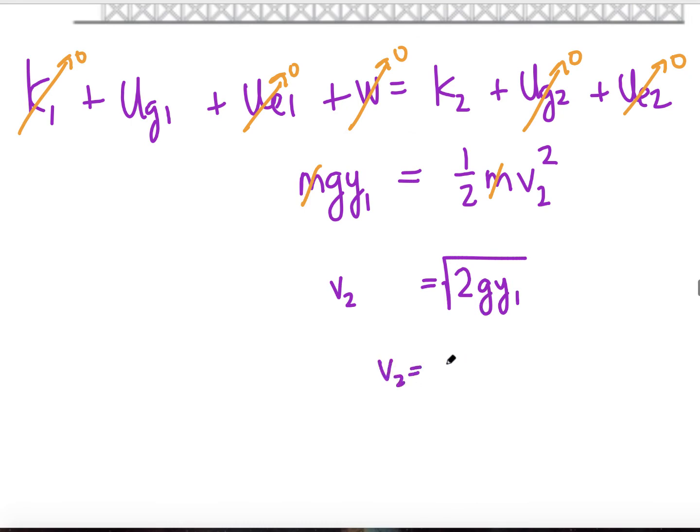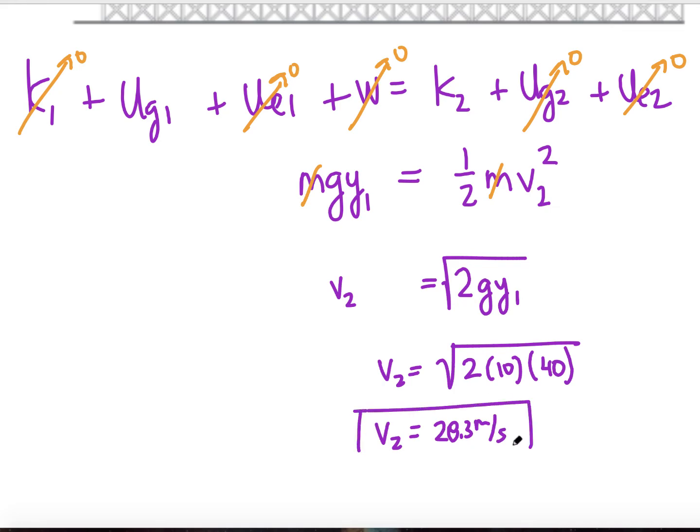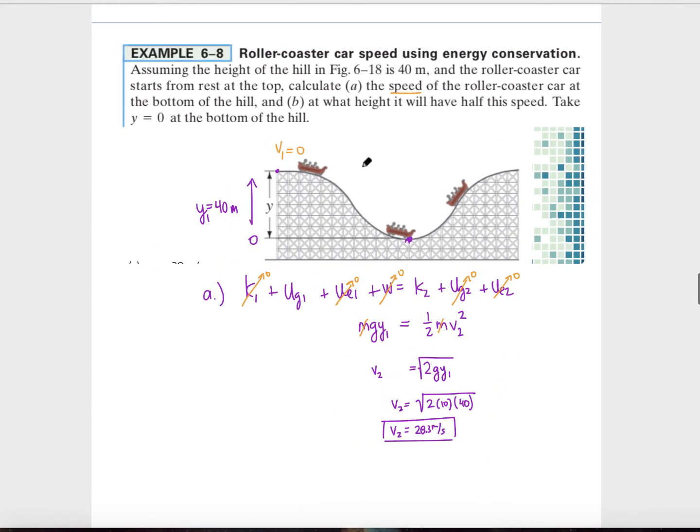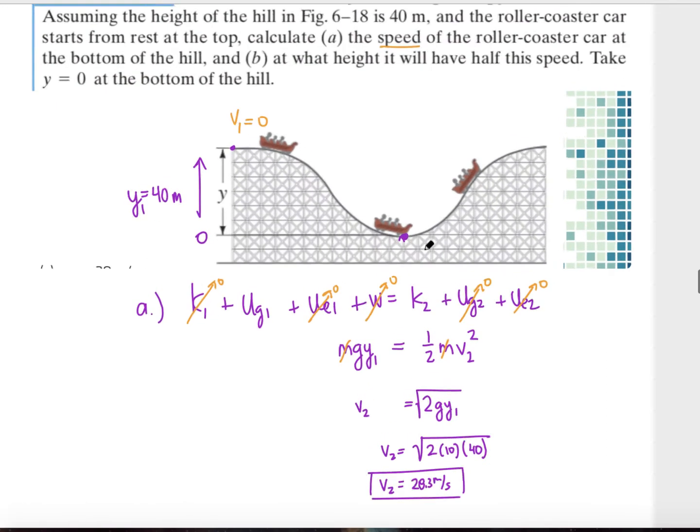So let's substitute in some values. V2 is the square root of 2 times 10 times our initial height of 40 meters. And so velocity 2 is just going to be 28.3, we'll round it to, meters per second. Now, that's part A. Part B says, at what height would it have half of that speed?